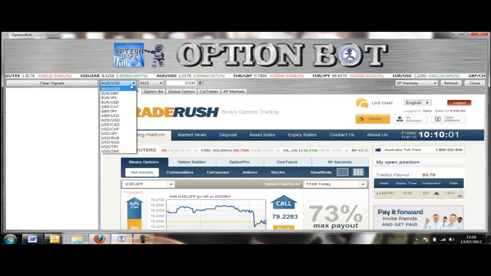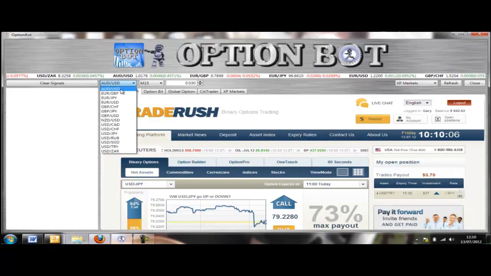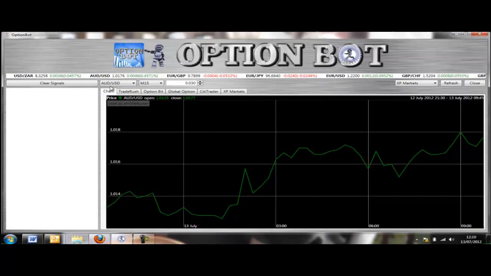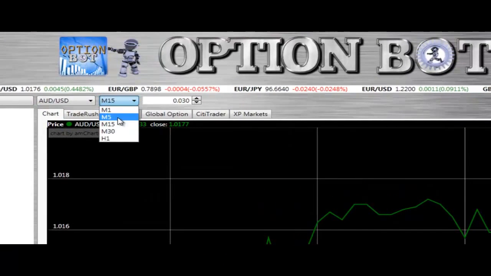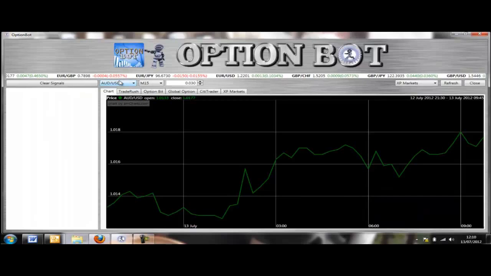On the left-hand side, we have 15 currency pairs that OptionBot constantly analyzes. To the right of the pairs, you can set the software to analyze the last minute, 5 minutes, 15 minutes, 30 minutes, and 1 hour. For the purpose of this demo, we're going to select M15, which means 15 minutes.